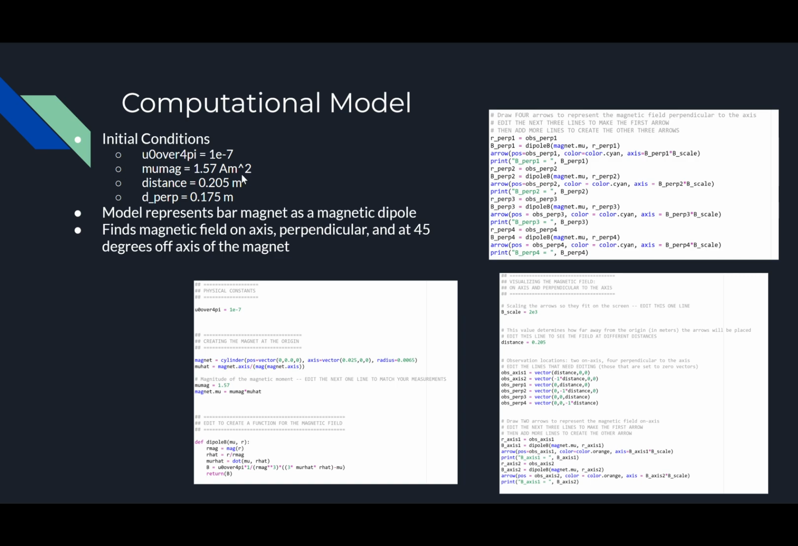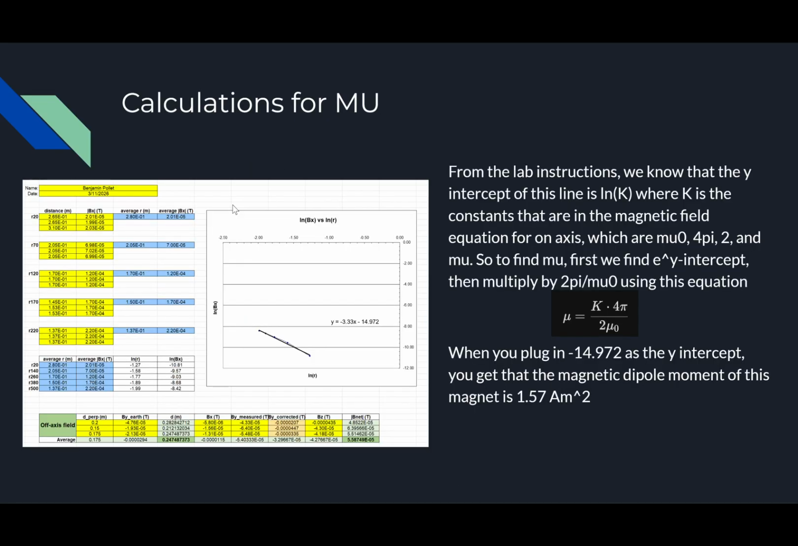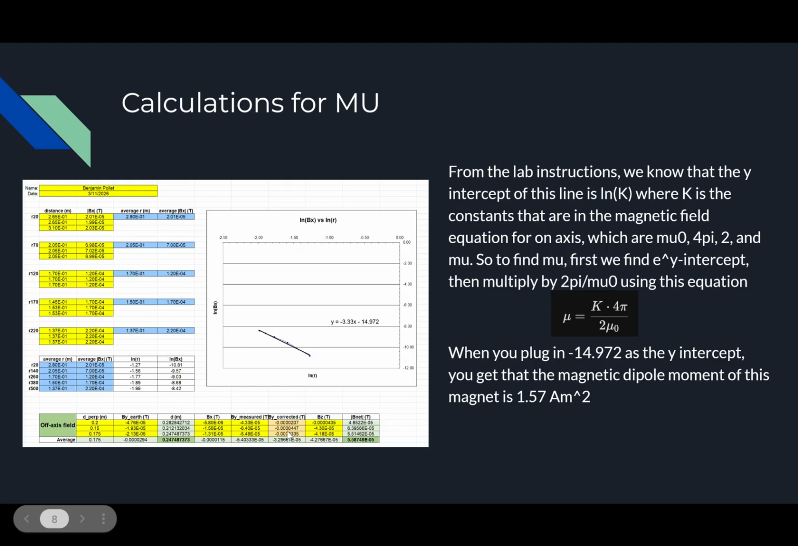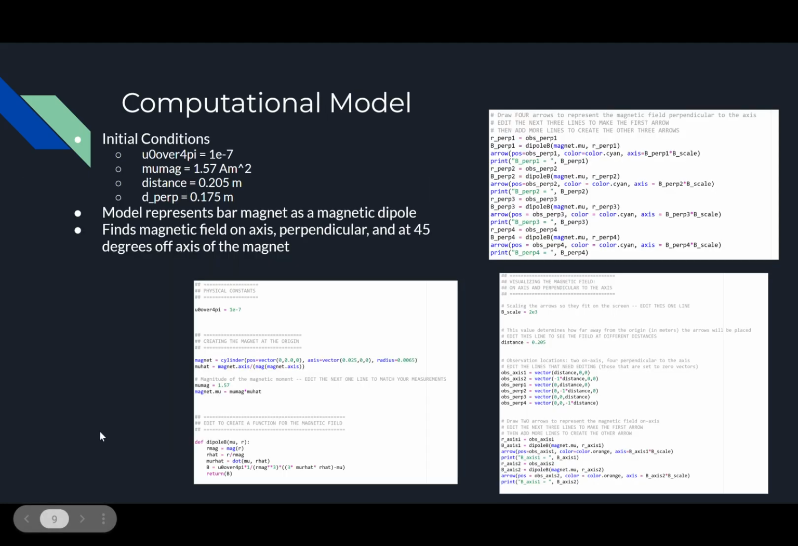Computational model. Initial conditions: μ0 over 4π is the standard, 1e-7. μ_mag is what we calculated, 1.57. Distance is from our data, the second one here. And d_perp is the average from our data here. The model represents the bar magnet as a magnetic dipole and finds the field on-axis, perpendicular, and at 45 degrees off-axis.